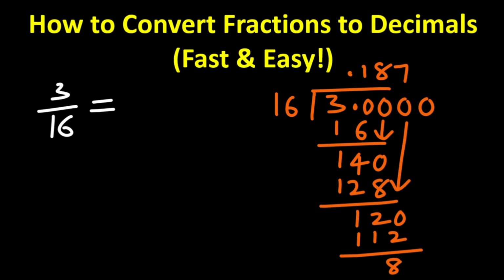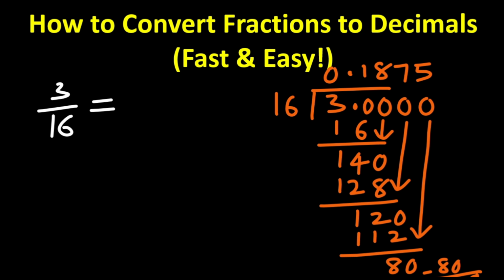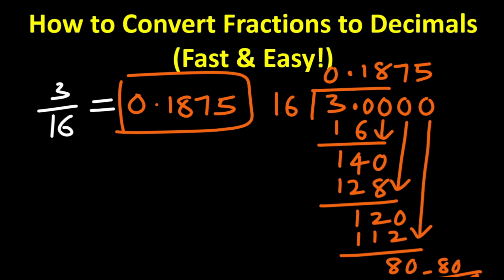Now we can add a 0 here and you can bring down that 0. This becomes 80. Now you can see 16 times 5, that is 80, right? So 80 minus 80, that's going to be 0. So what is the answer? That's going to be 0.1875. That's the decimal value for 3/16.